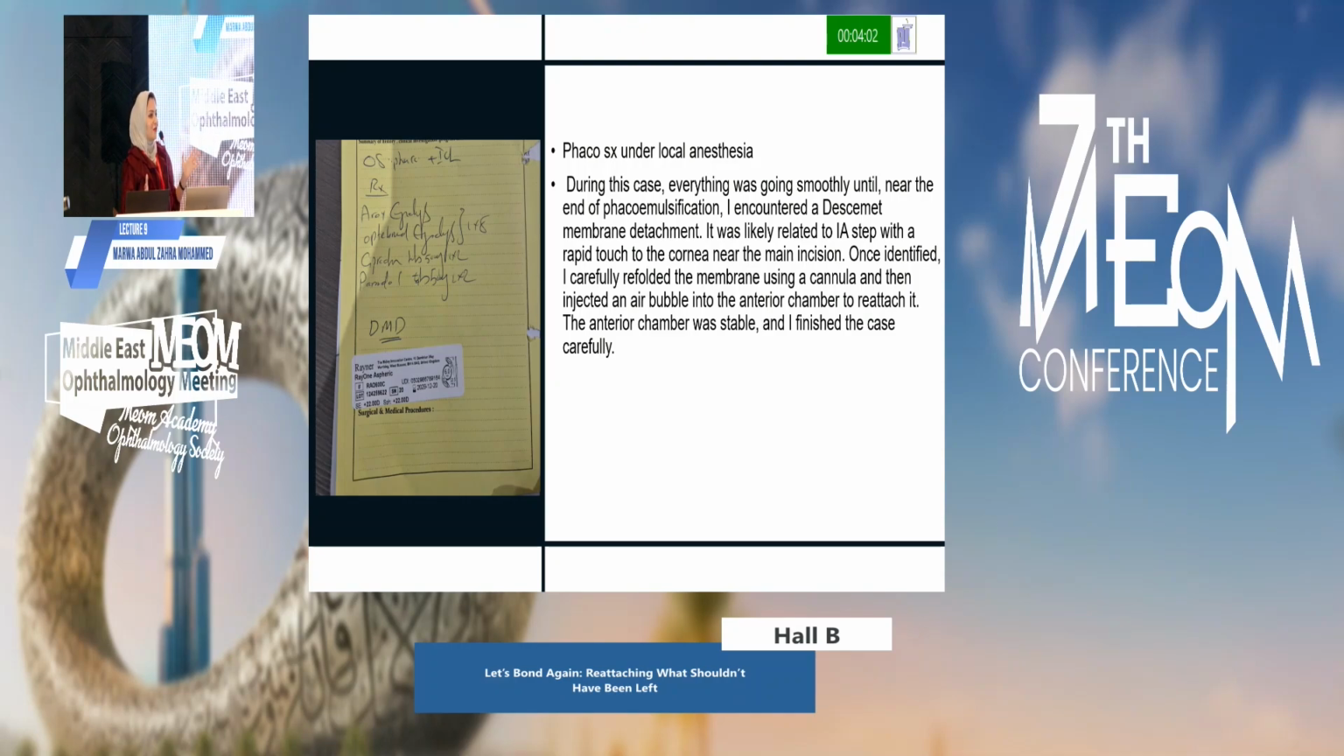unfortunately, there is no video. I encountered a Descemet membrane detachment, and actually it's my fault. When I dropped the IA probe, I unfortunately touched the Descemet membrane. So directly I started to refold the Descemet membrane with the cannula and then decompressed the anterior chamber. I wanted the Descemet membrane to attach to the iris to refold it, and then I injected air from the side port and completed the surgery.